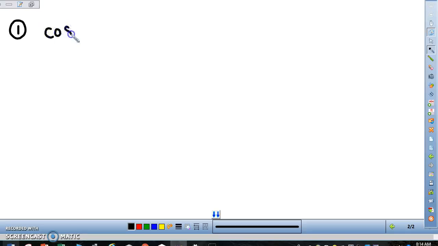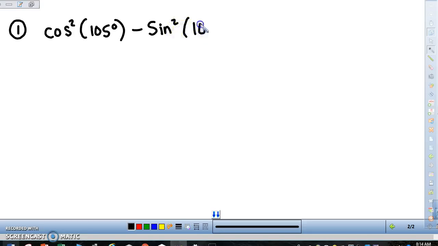All right, we're going to look at a few examples that involve these double angle formulas. First is to find the exact value of the cosine squared of 105 degrees minus sine squared of 105 degrees. At first glance, 105 degrees is not a unit circle angle, so it seems that it would be very difficult to find the exact value of this.